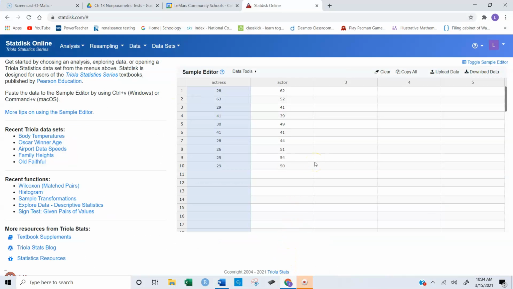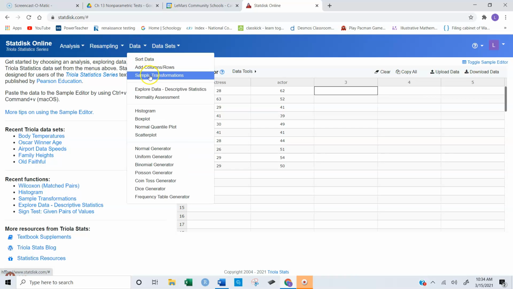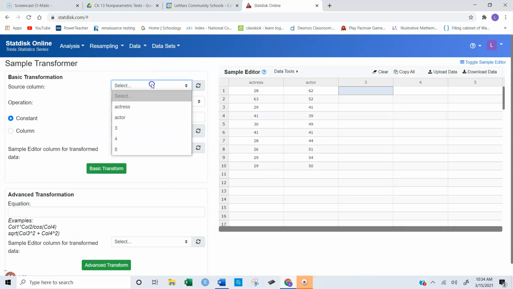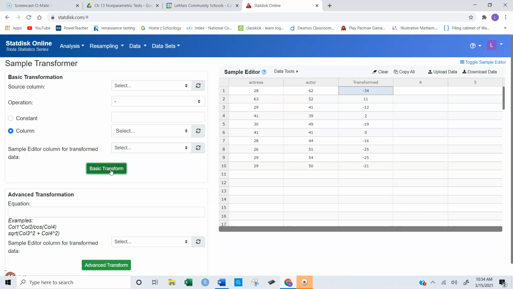All right, now that you've got those 2 columns entered, the third column I wanted to show you how you could do without using the calculator for when it gets longer. So you're going to go to your data, and we want to do a sample transformation. We did this, but it was a long time ago. We're going to take our actresses, subtract, and use our column value, our actors, and place those in our third column, our transformation. It gives us our pluses and minuses, and that's what we're going to use for our histogram.